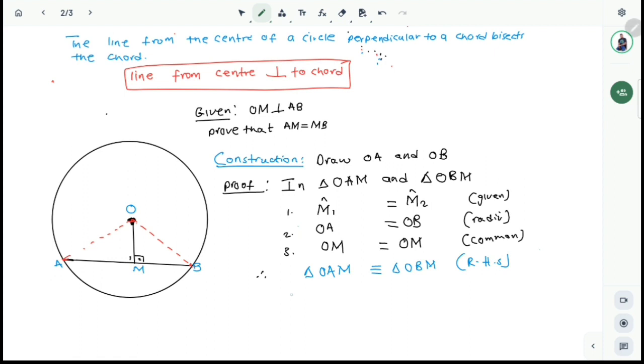After that, we're going to conclude by saying AM is equal to MB at the end. So this is how we prove theorem number 1. You would recall that we are working towards 5 marks, plus or minus 5 marks, by just proving it.